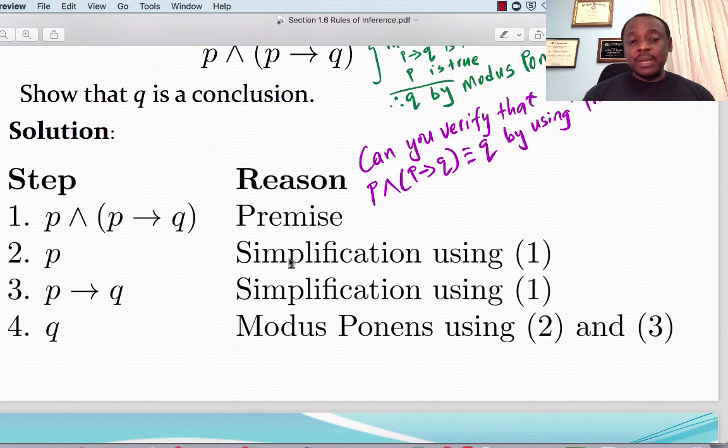So by simplification, P and (P implies Q), I could take either this or that. So I decide to take P, and also I take P implies Q. So I end up with P and P implies Q, and all of this is by simplification. And using 2 and 3, by modus ponens, I get Q.